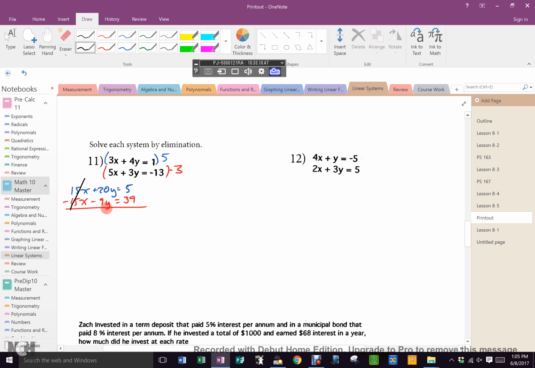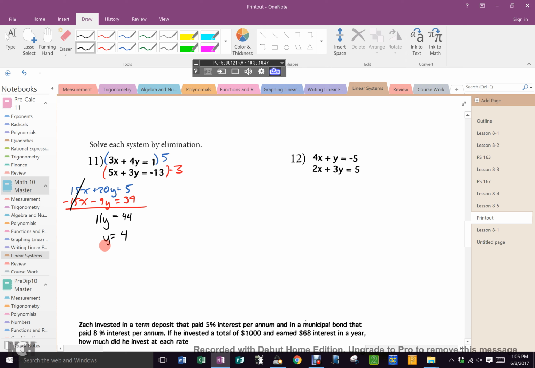20 plus negative 9. It's 11. 11y. And what's 5 plus 39? 44. So what does y equal? 4. Now where can that go? Anywhere I see a y.